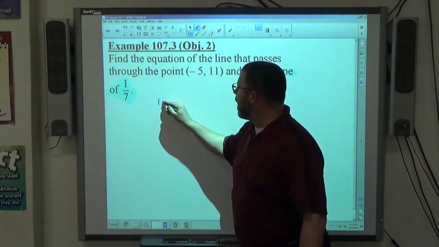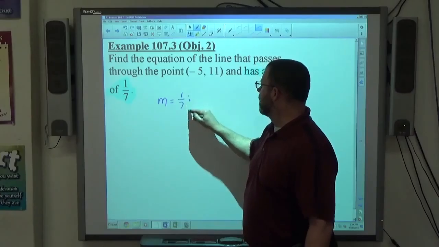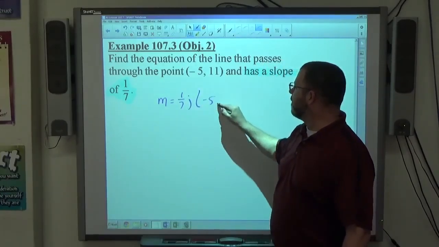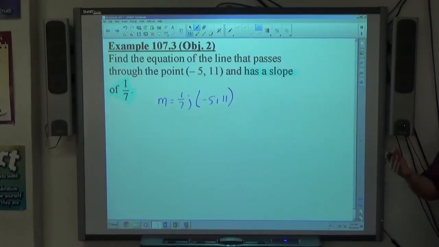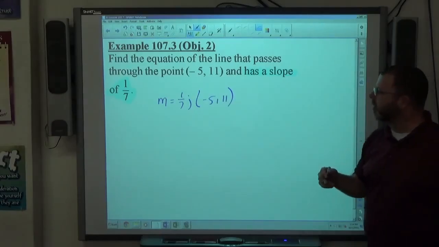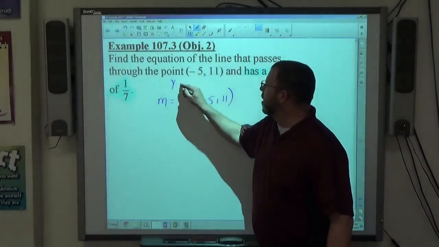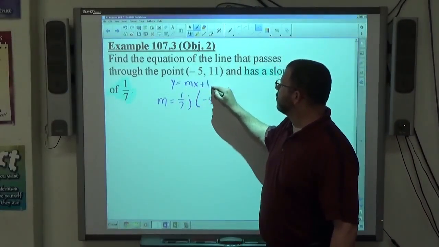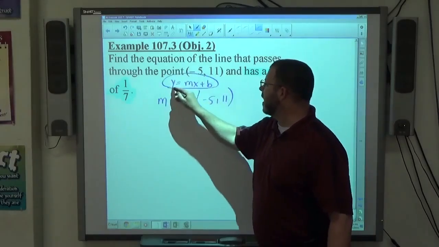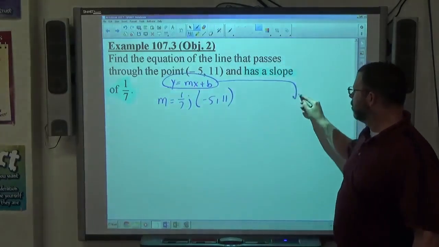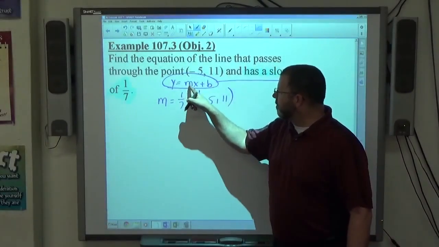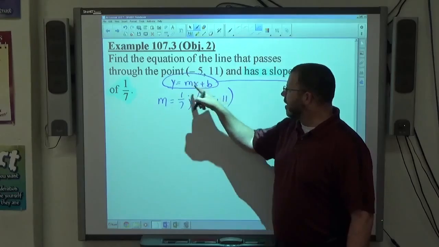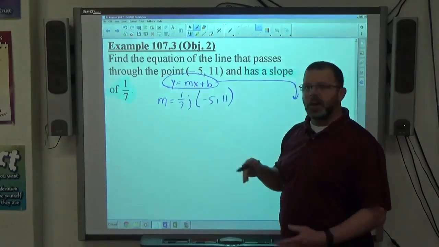So at this point, I know my slope is 1/7. The point that it passes through is (-5, 11). And we're at the same point we were in the other two problems. I know the slope, I know a point, I'm trying to find the y-intercept. So again, y = mx + b is my structure. This is what my answer is supposed to look like, but again, m and b have to be substituted with specific values. At this point, m is 1/7, x is -5, and y is 11. I'm going to substitute those three numbers in to figure out the value of b.